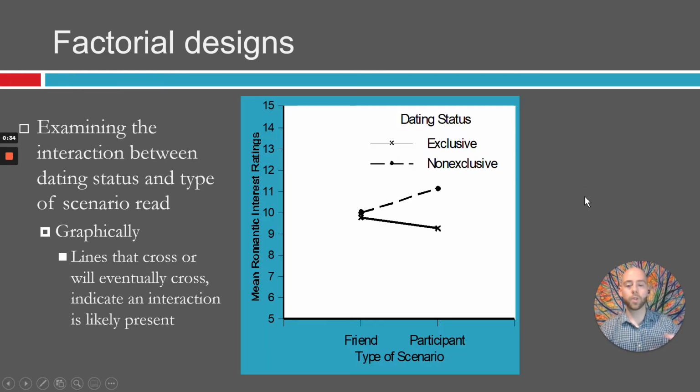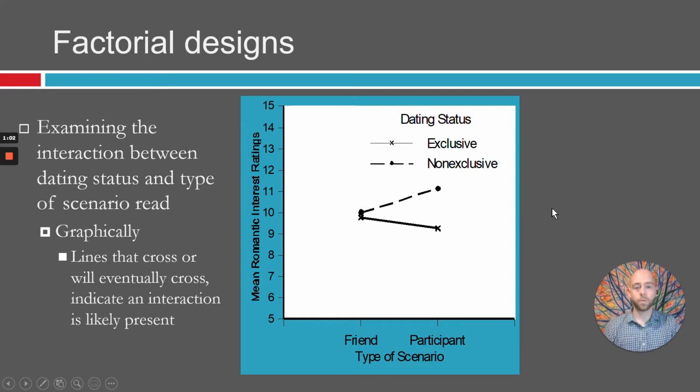So if we look at how we might plot the data from the Bazzini and Schaefer study, the dating status and attractiveness of a hypothetical person study, this is how it would look. If they're attracted to your friend, remember there's not really much of a difference there at all. If they are attracted to the participant themselves, there is a much bigger difference here.